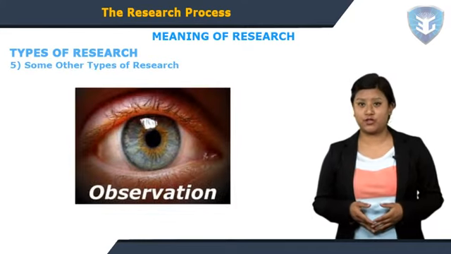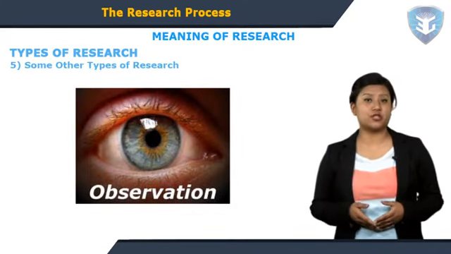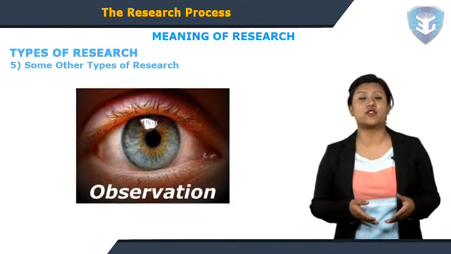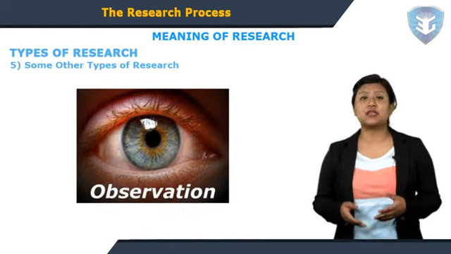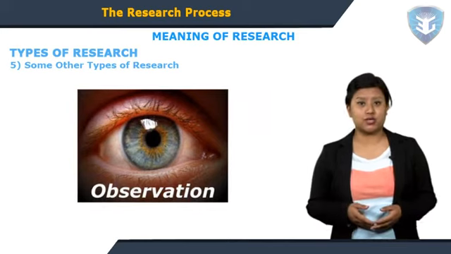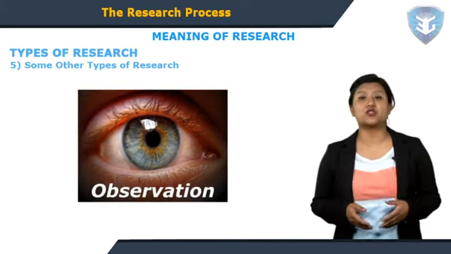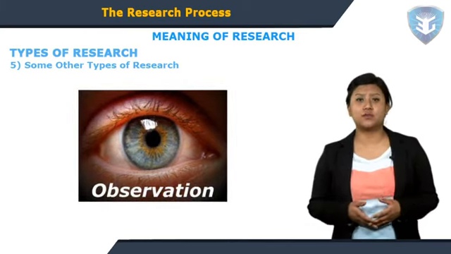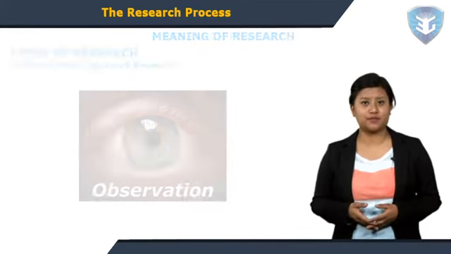Some other types of research. All other types of research are variations of one or more of the above stated approaches, based on either the purpose of the research, or the time required to accomplish the research, on the environment in which the research is done, or on the basis of some other similar factor.